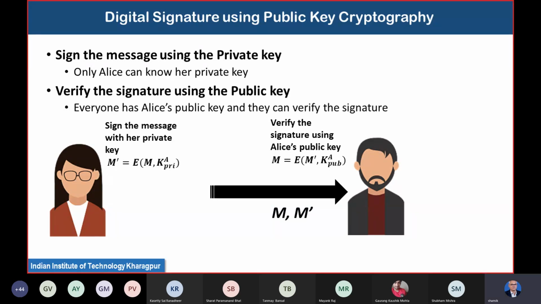Because that was sent by the attacker, and it was encrypted by the private key of the attacker. Did you follow? Yes, sir.